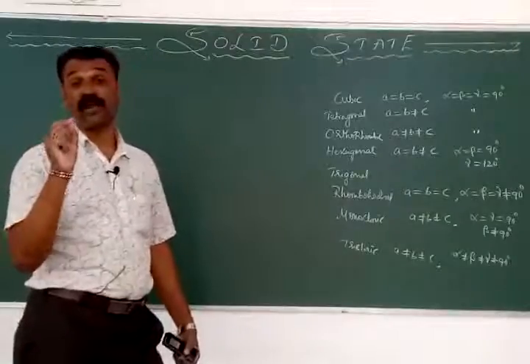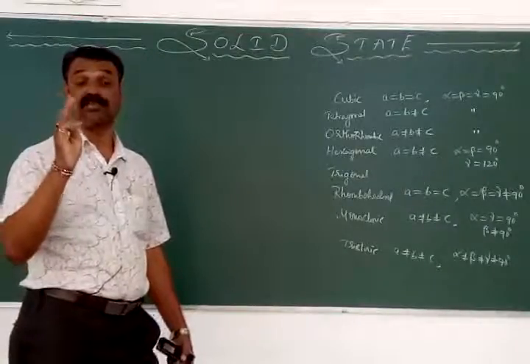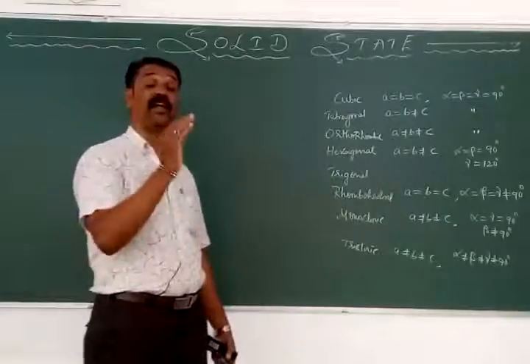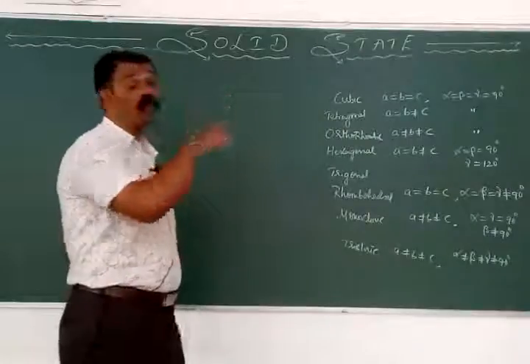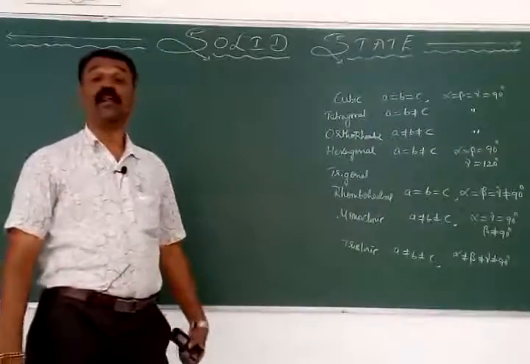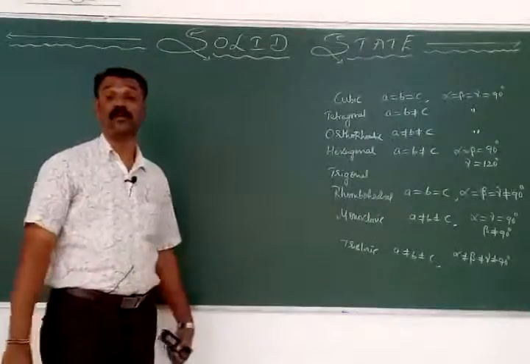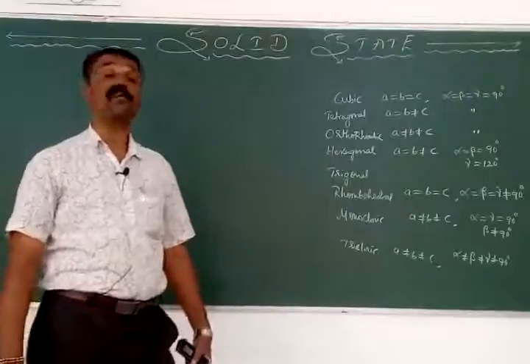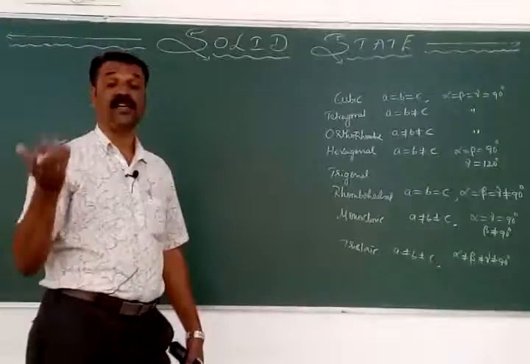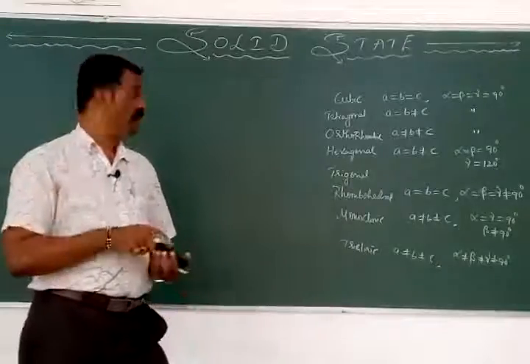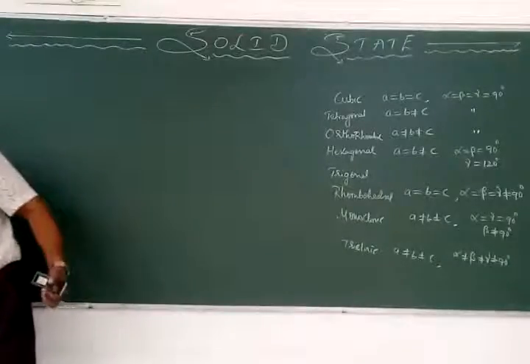So these are the 7 different types of crystal systems that we have described on the basis of the 6 parameters, in which A, B, C are the edge lengths, and alpha, beta, gamma are the axial angles. In total we have 14 three-dimensional arrangements, and those lattices are called the Bravais lattices. They may be primitive, edge centered, body centered, and face centered.